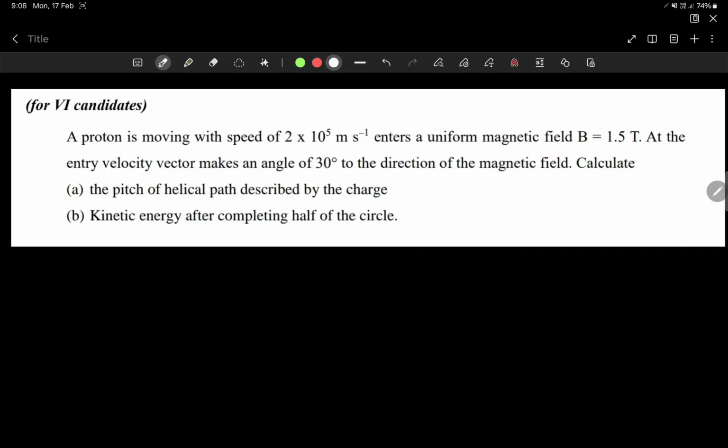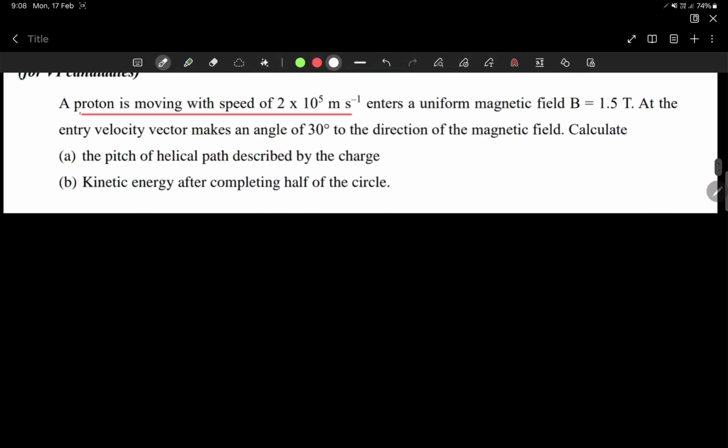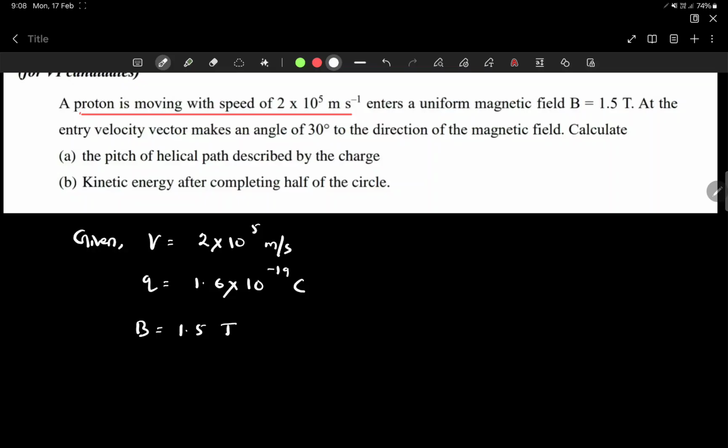In this question number 19, another question is available for BI candidates. A proton is moving with speed 2 × 10^5 meter per second. In the given data, V = 2 × 10^5 m/s, and the charged particle is a proton whose charge is 1.6 × 10^-19 coulomb. It enters a uniform magnetic field B of value 1.5 Tesla. At the entry, the velocity vector makes an angle of 30 degrees to the direction of the magnetic field. It is very, very important.